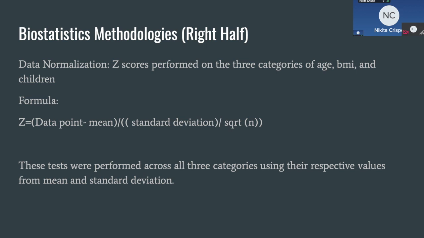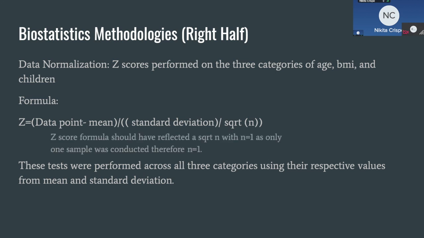Continuing with our biostatistics methodologies, we also have data normalization, which was our z-scores performed on the 3 categories of age, BMI, and children. We've listed our formula that we use to calculate our z-scores here. And these tests were performed across all 3 categories using their respective values from mean and standard deviation.